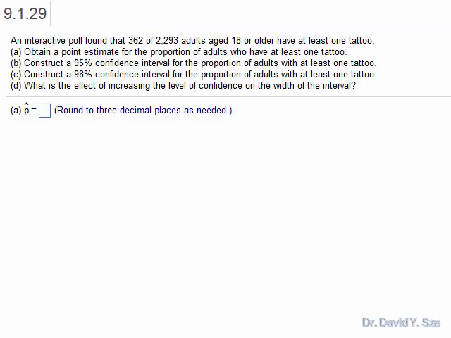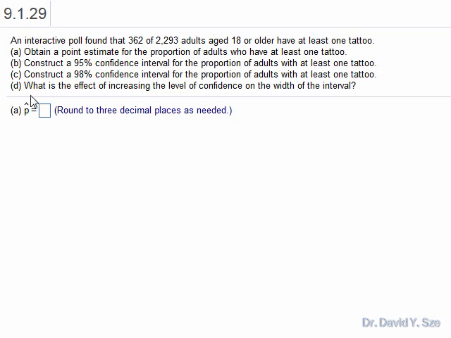This is part of a solution to problem 9.1.29. It is similar to exercise 5 in homework 3. This is a proportions problem. How can we tell? It says that 362 out of 2,293. So that's a proportion.